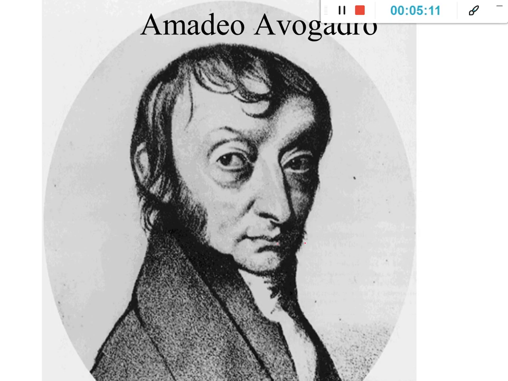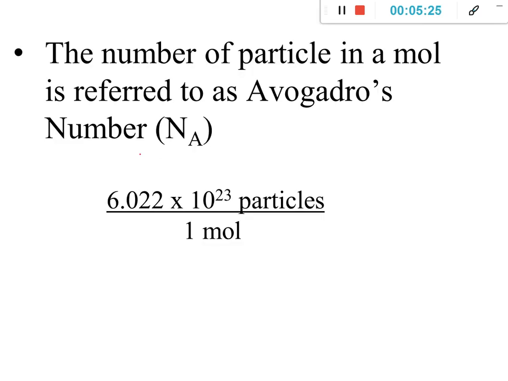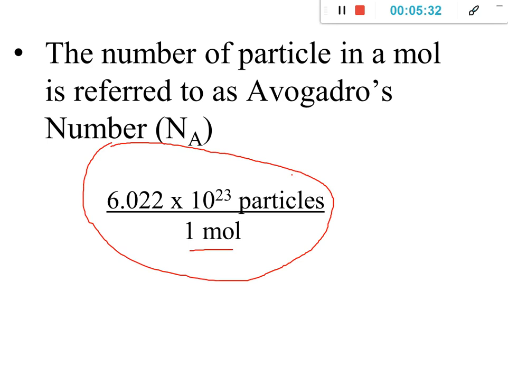So this idea of using a particular sized group to quantify particles, that was Amedeo Avogadro's idea, and hence the idea of the mole came from him. This ratio of 6.022 times 10 to the 23 particles in 1 mole is referred to as Avogadro's number. It is given the symbol N subscript capital A, and that's referred to as Avogadro's number.